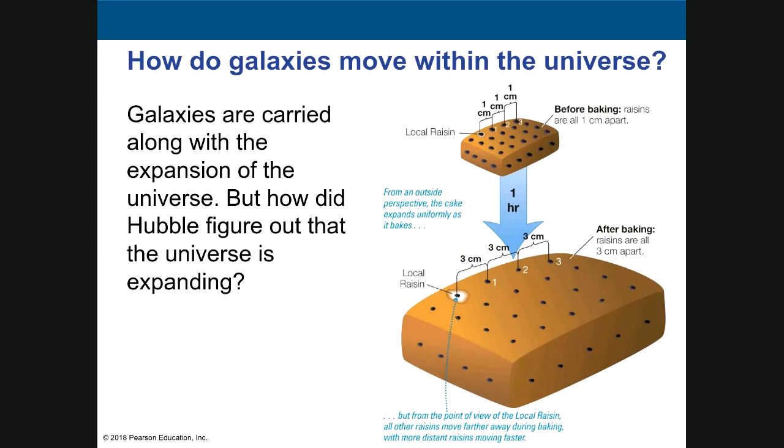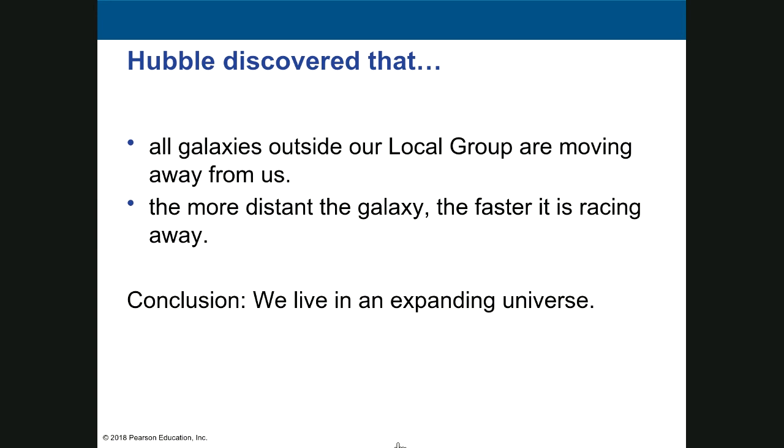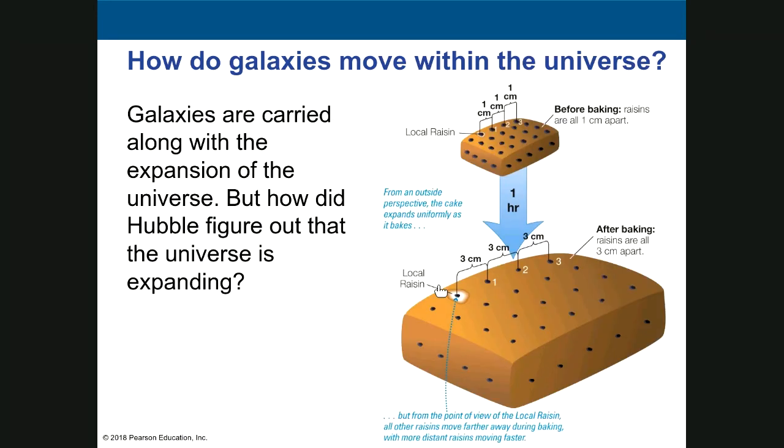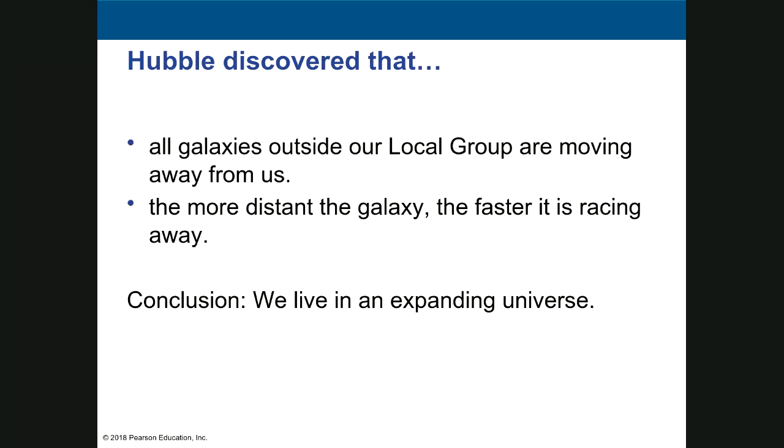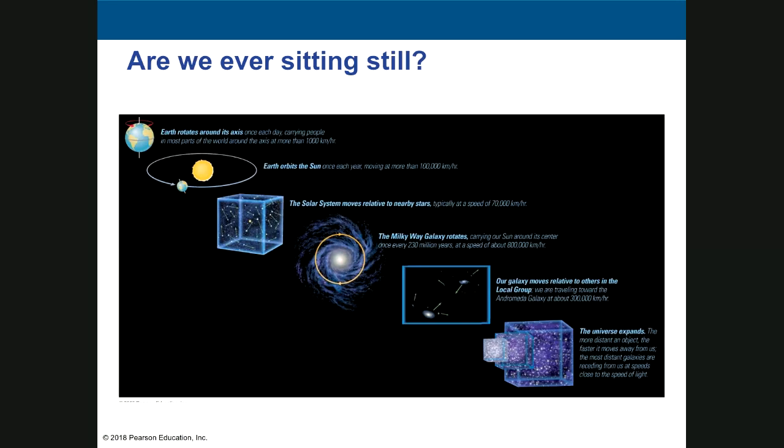But now we can see here that the galaxies within the universe are moving apart fairly quickly. I'm trying to see if we can look at something here. This is a local raisin, using the bread bake model, but it's not giving us a number. But the universe is also expanding, adding another dynamic variable speed to our movement. So overall, we're moving really, really fast in this expanding universe. Our galaxy moves relative to the local group at another 300,000 kilometers per hour.